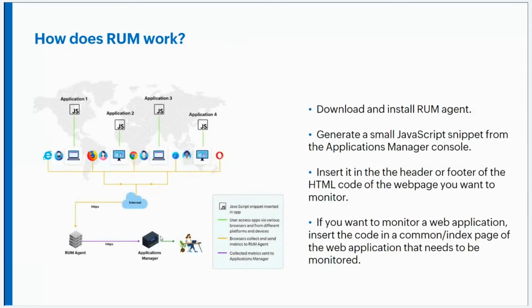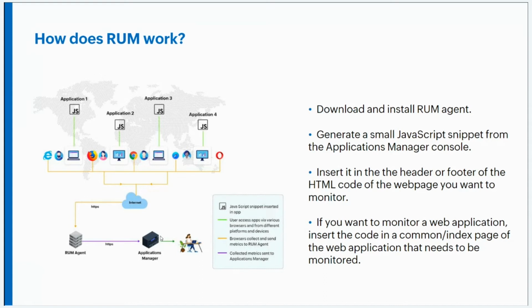So, how does real user monitoring work in Applications Manager? To facilitate data collection and reporting, RUM's remote monitoring agent is deployed in the server where the web application is hosted. Following that, a small JavaScript snippet generated by Applications Manager is placed in the header or footer part of the HTML code of the web application that you want to track.